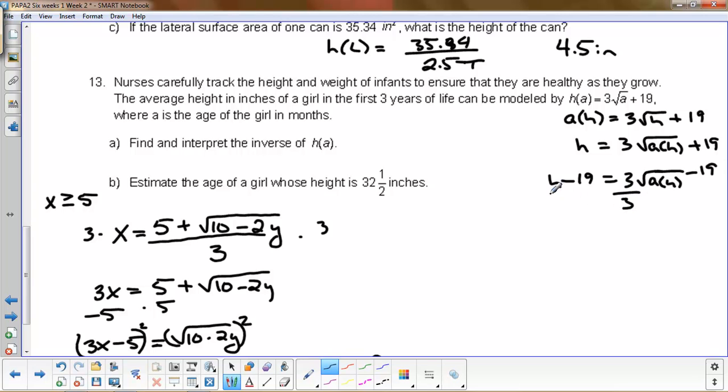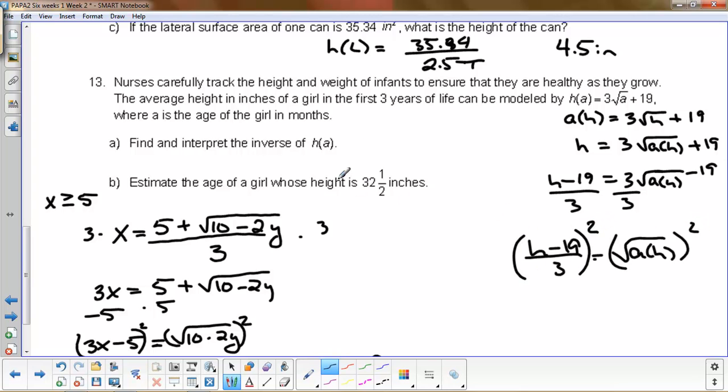Divide by 3. h minus 19 divided by 3 equals the square root of a of h. Square both sides, and you have your final equation, which is a of h equals h minus 19 divided by 3, quantity squared. Plug that in and you get approximately 20.25 inches.